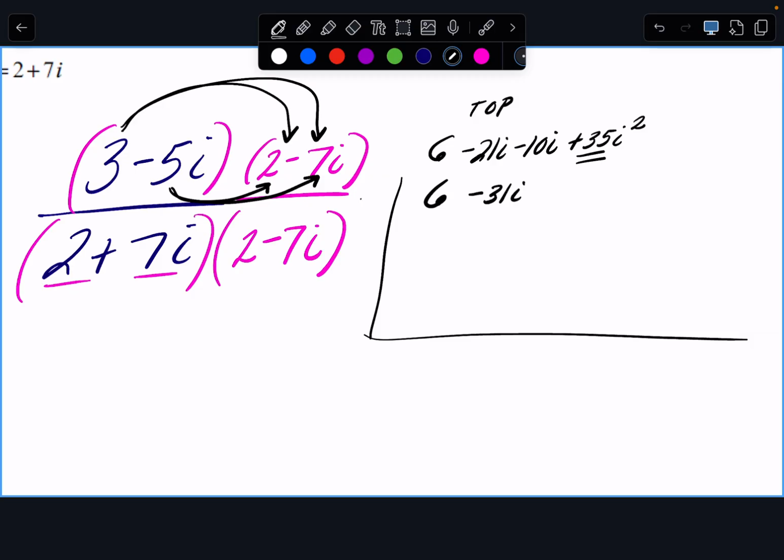And then isn't this 35 times negative 1? So won't that be negative 35? Once again, guys, look right here. This is a negative 1 and it's a times sign. So I'm saying 35 times negative 1 is negative 35. So I'm getting negative 29 minus 31i. That's my top.